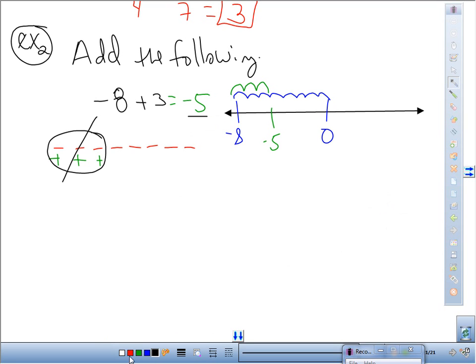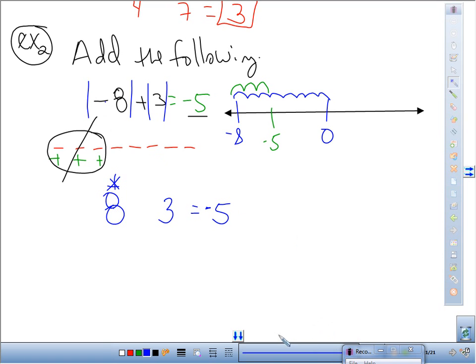Okay. And the last way, using absolute value. Absolute value of -8 is 8. Absolute value of 3 is 3. Which is the greatest absolute value? 8. Okay. Are they the same sign, these two numbers? No, that means I'm going to subtract. 8 minus 3, that's 5. The biggest absolute value was 8. So what was the original sign on that? Negative. That's why this one stays a negative.